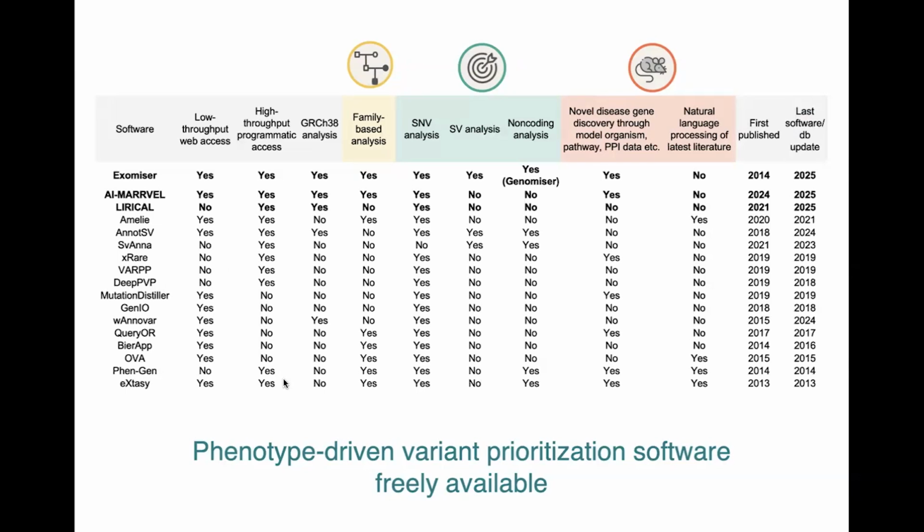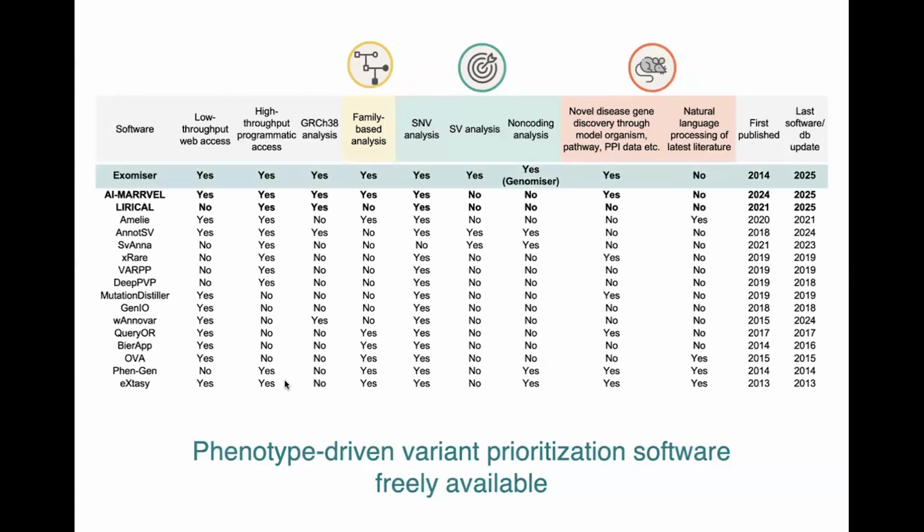Given the ongoing challenge we have previously highlighted, which is keeping pace with a rapidly evolving and dynamic environment, the update frequency of this software and the long-term maintenance of them become critically important. However, in this table, you can see that only a handful of tools, including Exomiser, AI-MARRVEL, and LIRICAL, show evidence of ongoing maintenance and database updates, whereas many freely available tools are not maintained beyond publication.